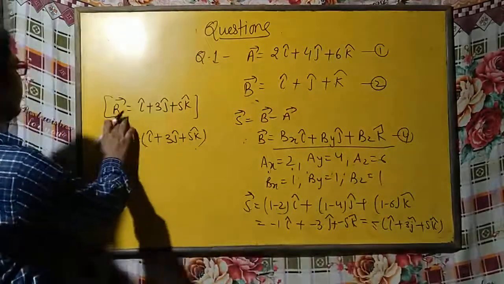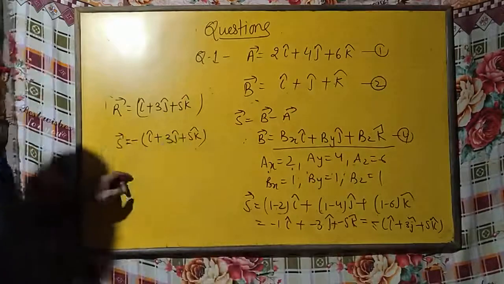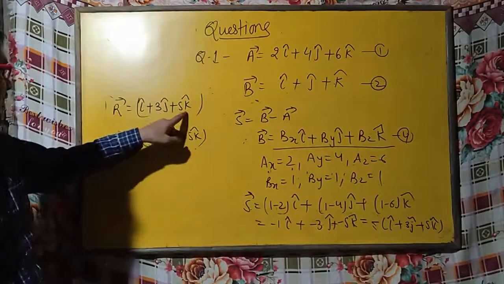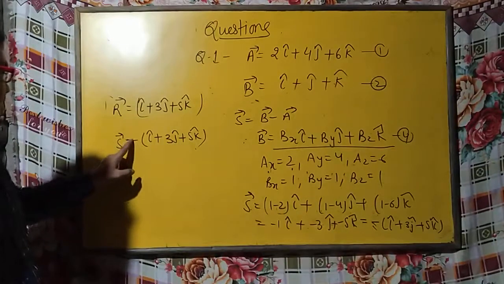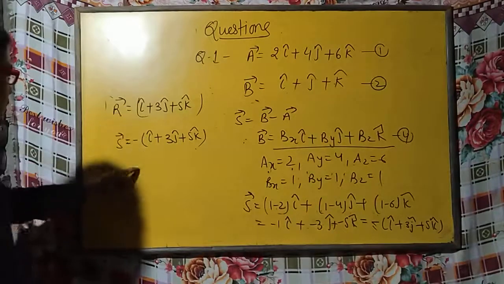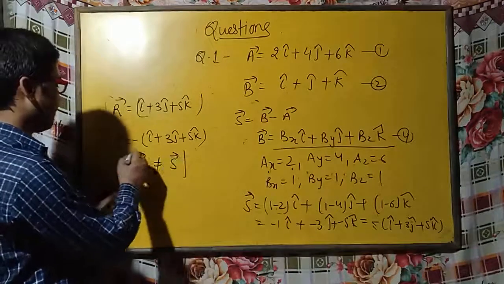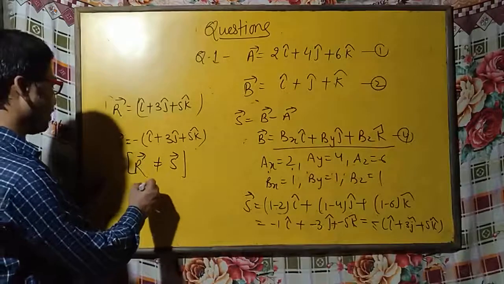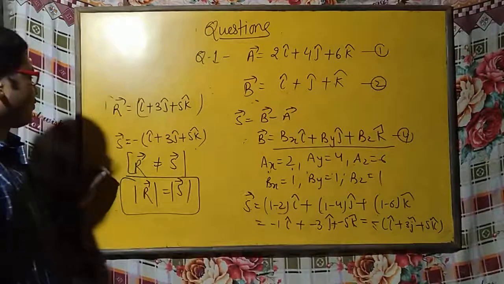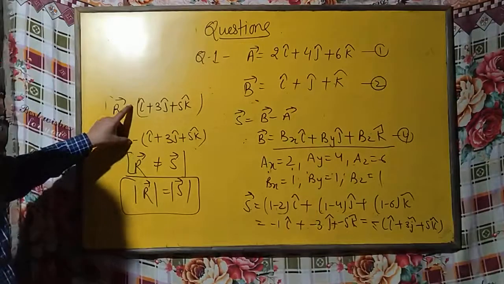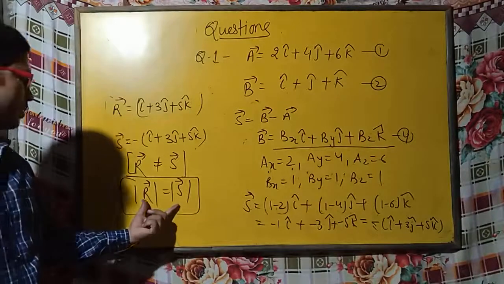Now you can compare the values of r and s. You can see here the value i plus 3j plus 5k, and this one is again i plus 3j plus 5k. But you can see here the negative sign. It means these two are not equal to each other. So you can write here r is not equal to s. But the magnitude of r is equal to that of s. If you take the direction, these two vectors are negative of each other, or you can say opposite vectors, but they are equal in magnitude.